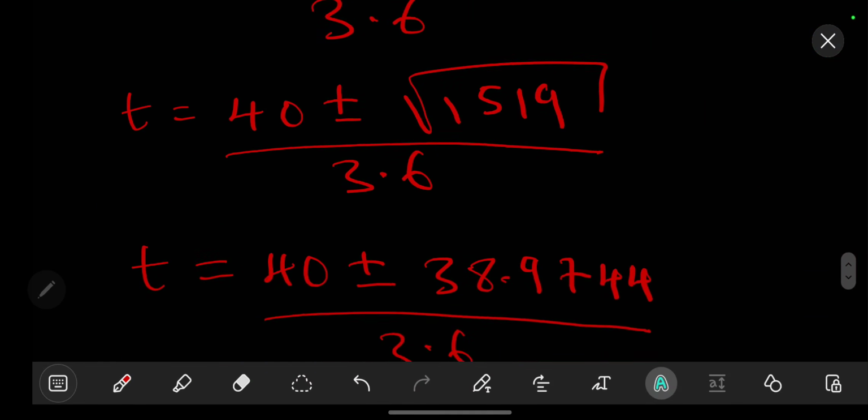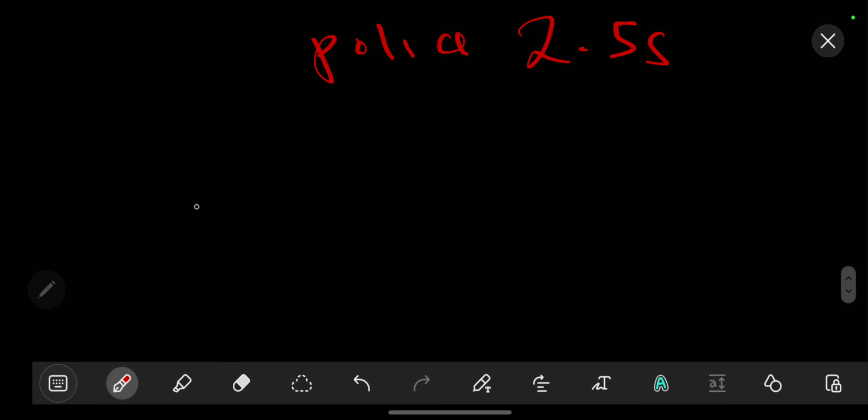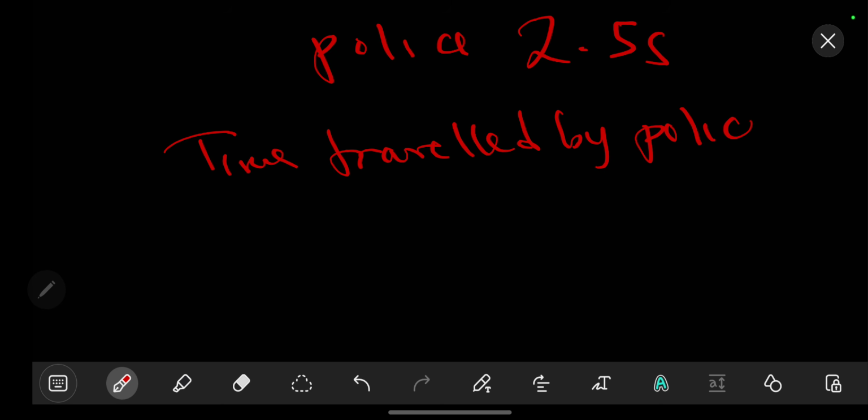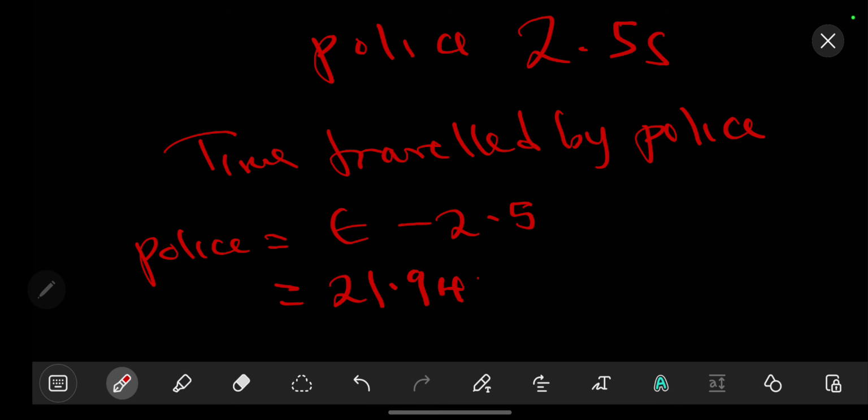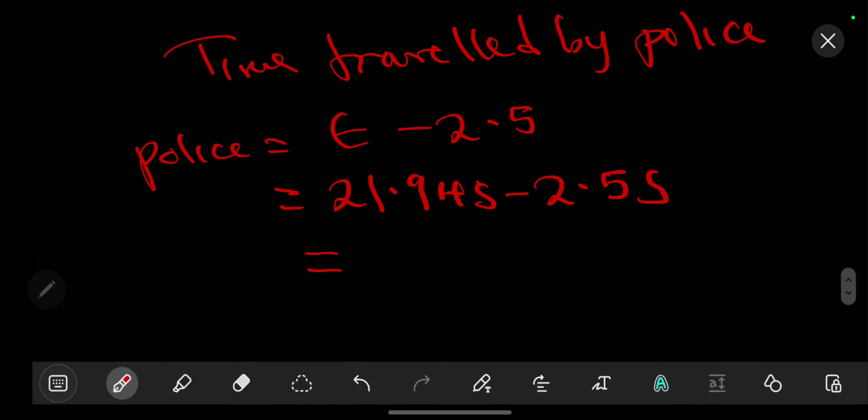So therefore, we are going to use this time. Time traveled by police shall be equal to t minus 2.5, which is our time delay. So it will be 21.94 seconds minus 2.5 seconds. This will give us a value equivalent to 19.44 seconds. So this is the time the police took.